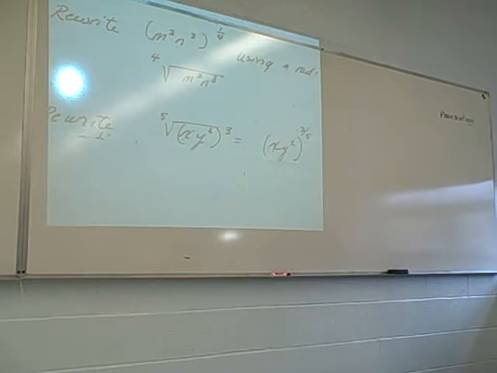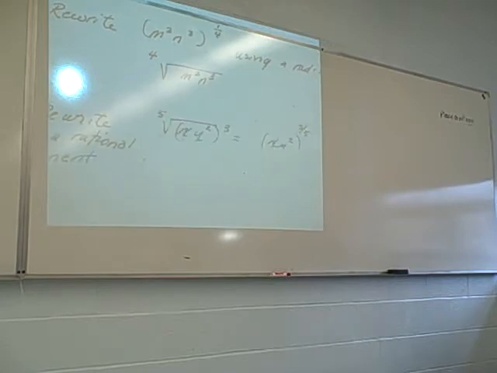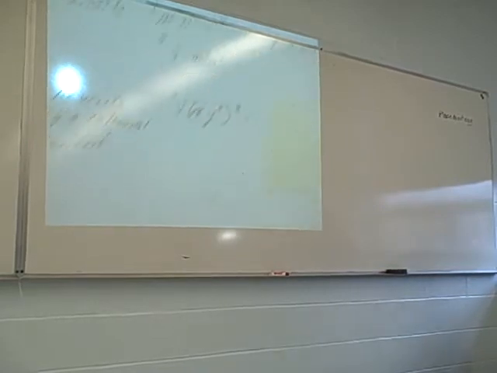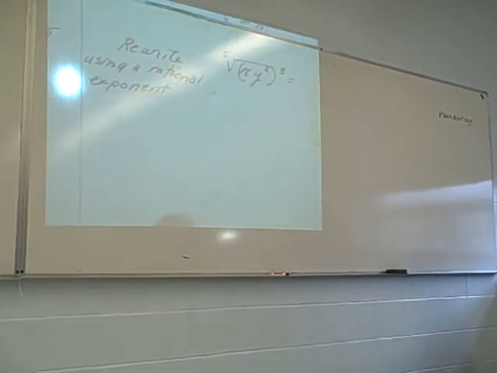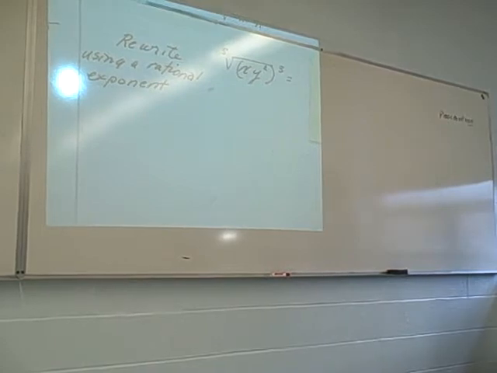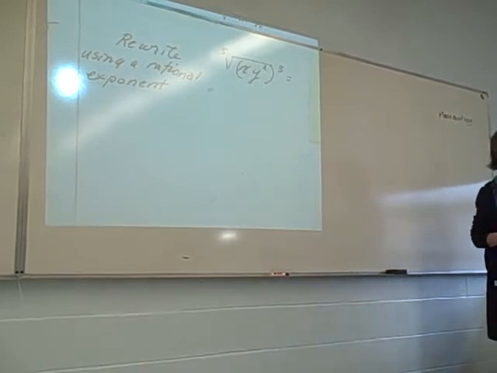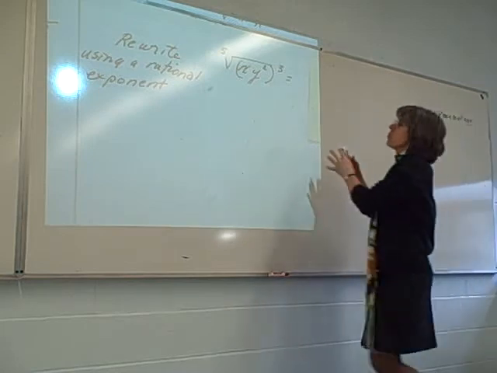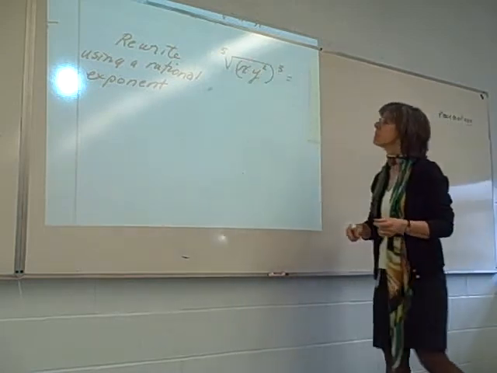Here are your directions: rewrite using a rational exponent. So now I'm asking you to go back. You should be able to go back and forth. So in this case, rewrite using a rational exponent. Why are there parentheses in that one? I think they're just together. Does it matter? No.